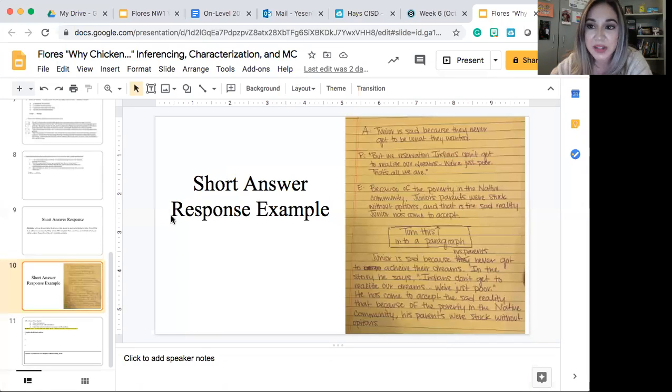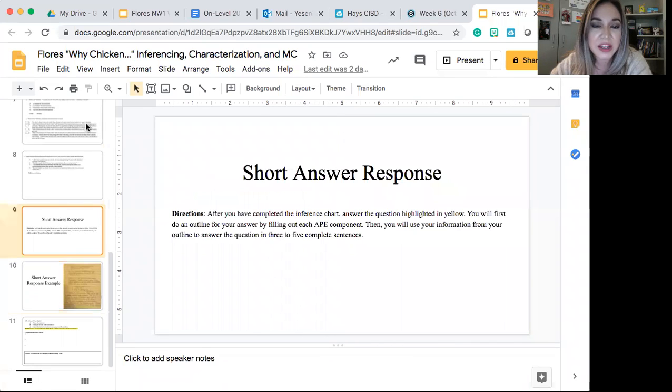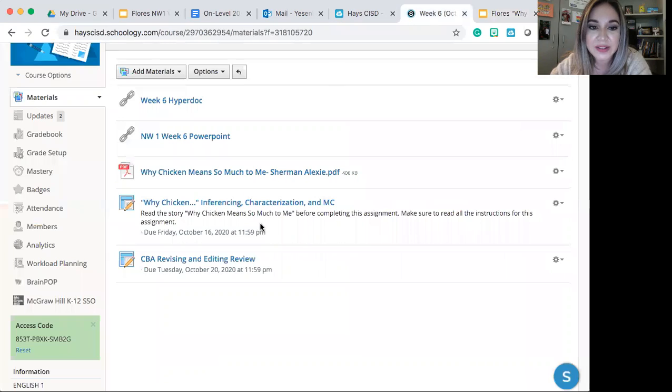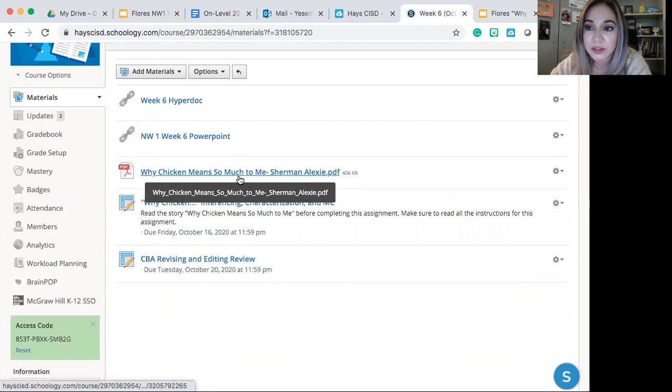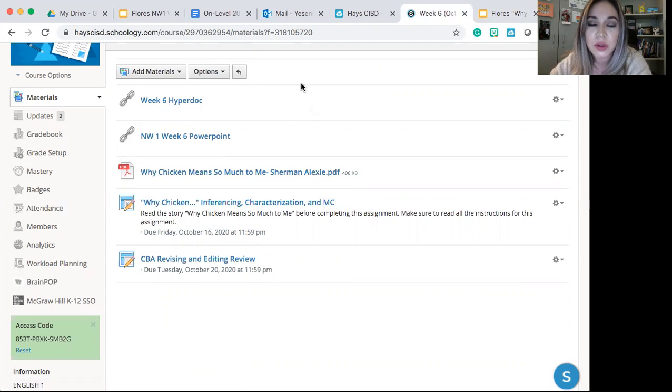So the first thing that we did today in class was we revisited our assignment from last week, or I'm sorry, from last Wednesday. On Wednesday, you were assigned this assignment. It was called Why Chicken, Inferencing, Characterization, and Multiple Choice. Now, this assignment is in the week 6 folder. It is right here. But before you worked on the assignment, you were supposed to go through the PowerPoint and read the story. So you should have done this already.